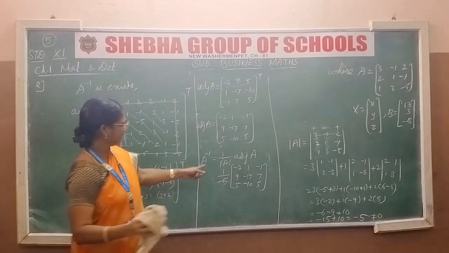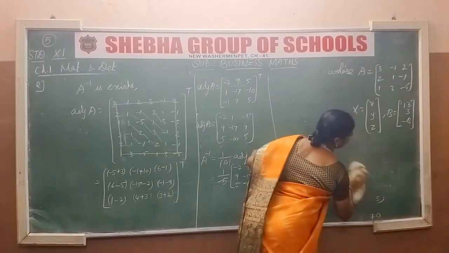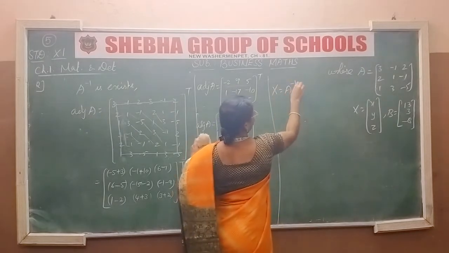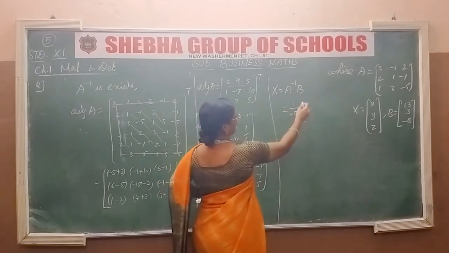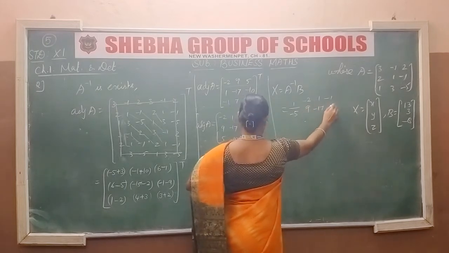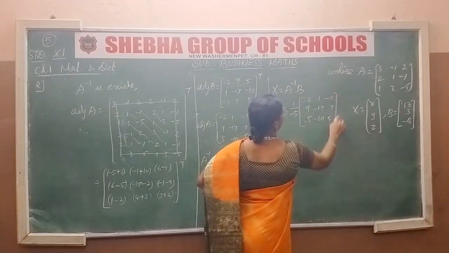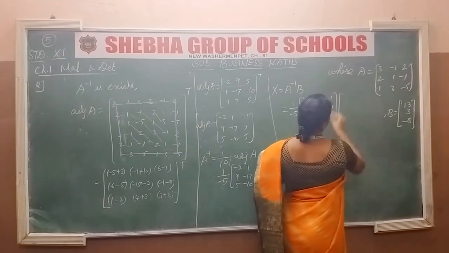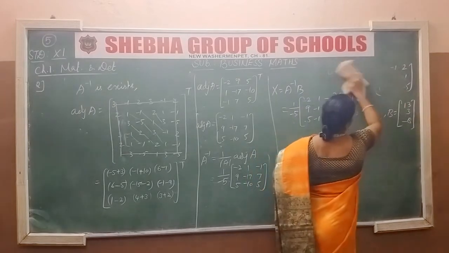Next, multiplying this with B. Okay, multiplying A inverse with B. We get, first write A inverse: 1 by minus 5 into minus 2 1 minus 1, 9 minus 17 7, 5 minus 10 5, into B. Our B value is 13 3 minus 8. Okay, this is our B value.